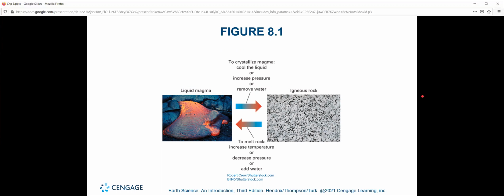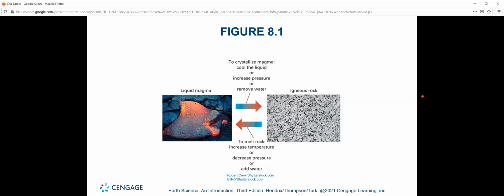Water is useful here because, right, it's water. So essentially, to go from liquid magma to any particular igneous rock, this looks like a granite we have here, you cool the liquid, increase the pressure, or remove the water. How do you remove the water? Well, if the liquid magma is hot, it boils off. If the water has someplace to go, then you crystallize the magma that you had.